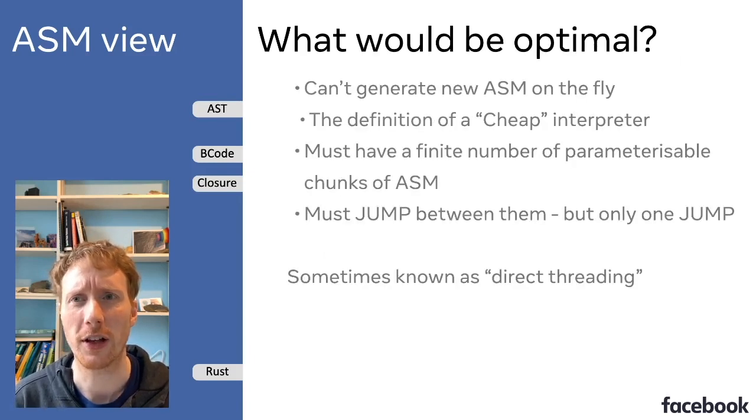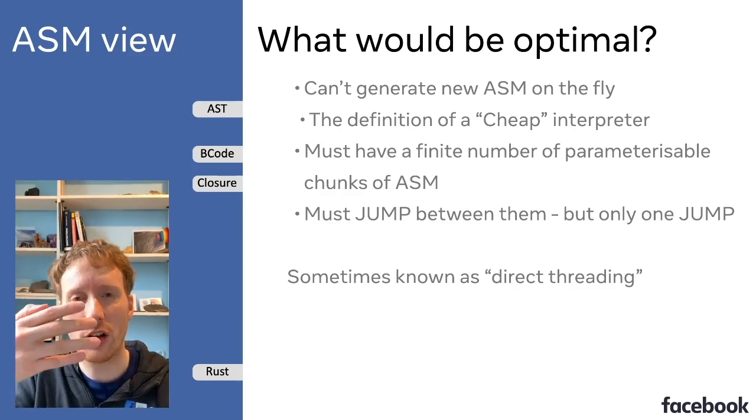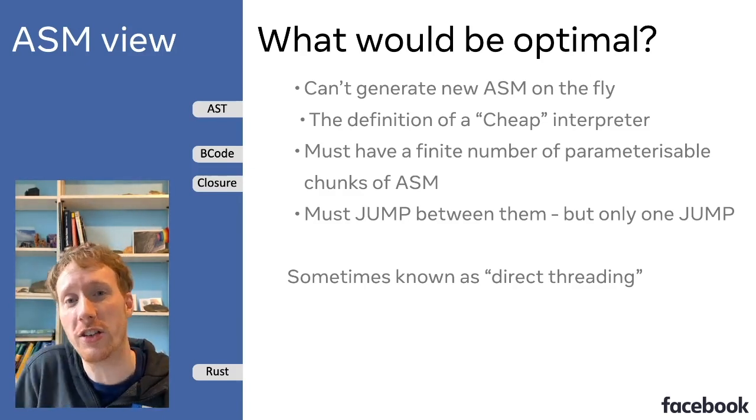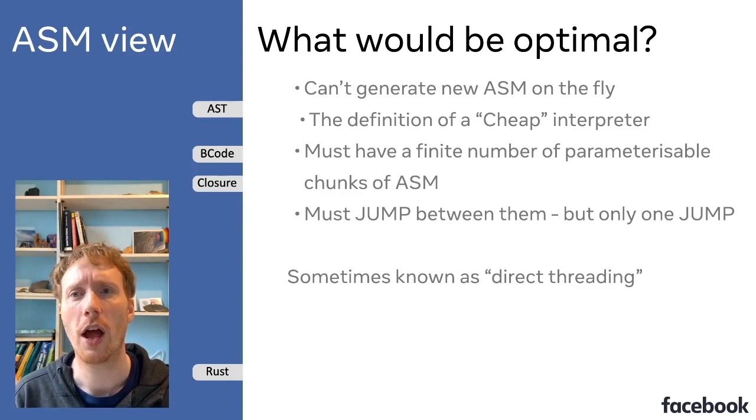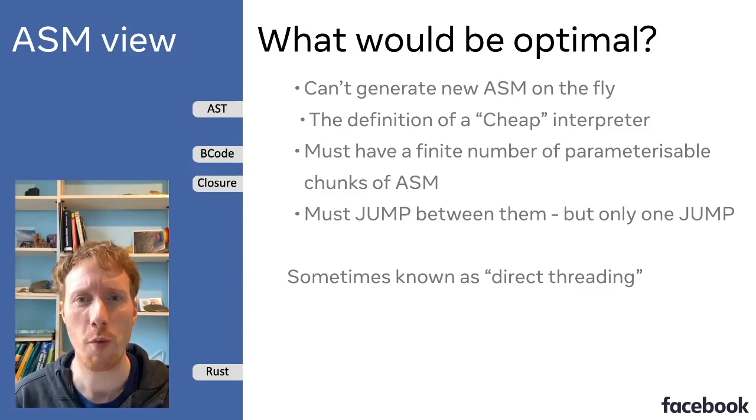That's quite expensive. So what would be optimal? Well, we can't generate new assembly code on the fly. So we can't take our code for add and concatenate it with the code for push, because that would require generating new code on the fly. And that's our definition of cheap interpreter. It doesn't generate new code on the fly. So we must have a finite number of parameterizable chunks of assembly code. Therefore, we must jump between them. But we only really need to do one jump. And this use of only one jump to get between operations is known as direct threading.